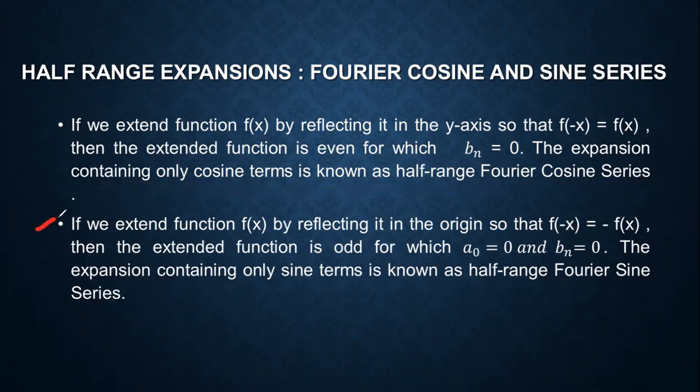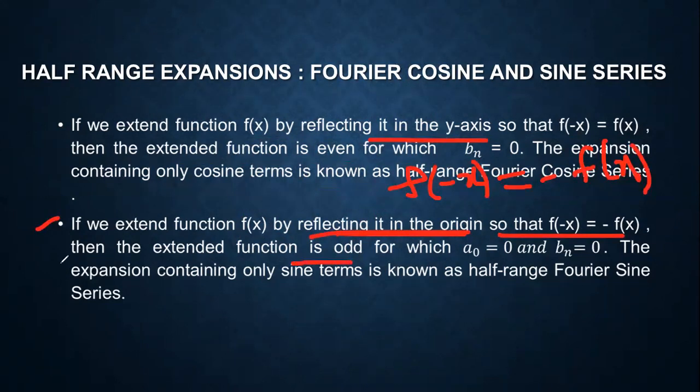Next, if we extend the function f of x by reflecting it in the origin, here by reflecting it in the y-axis, and here in the origin, so that the function is given as f of minus x is equal to minus f of x. Then the extended function is odd, for which a naught is equal to 0 and an is equal to 0, not bn here. Then the expansion containing only sine terms is known as the half range Fourier sine series.